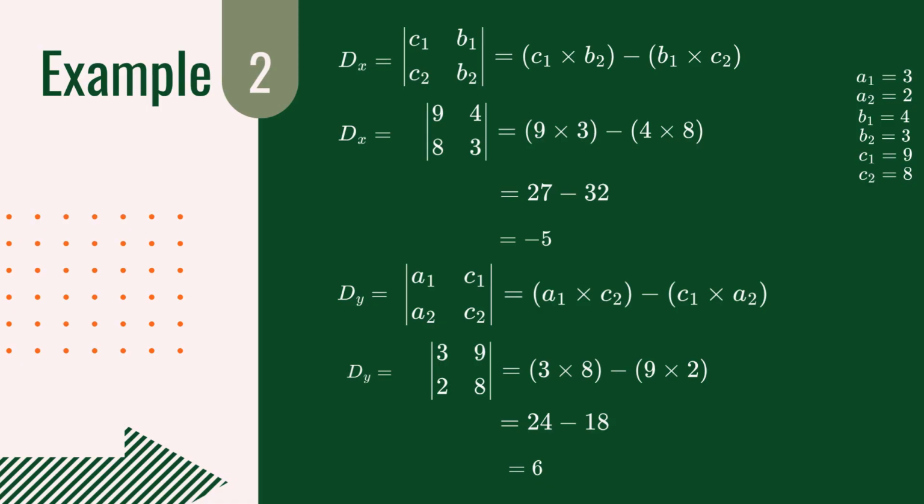We also find the determinant of y, which we get the formula by replacing the coefficients of y, which are the b's, with the constants, which are c1 and c2. Then, we cross-multiply. a1 times c2, which is 3 times 8, will give us 24. And c1 times a2, which is 9 times 2, will give us 18. And then 24 minus 18 is 6.